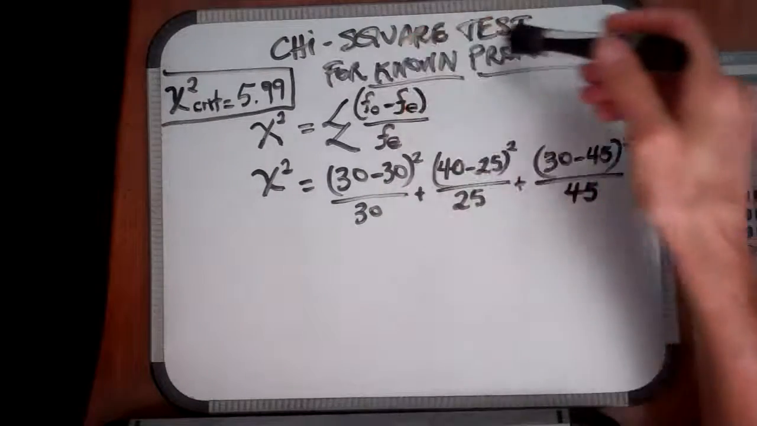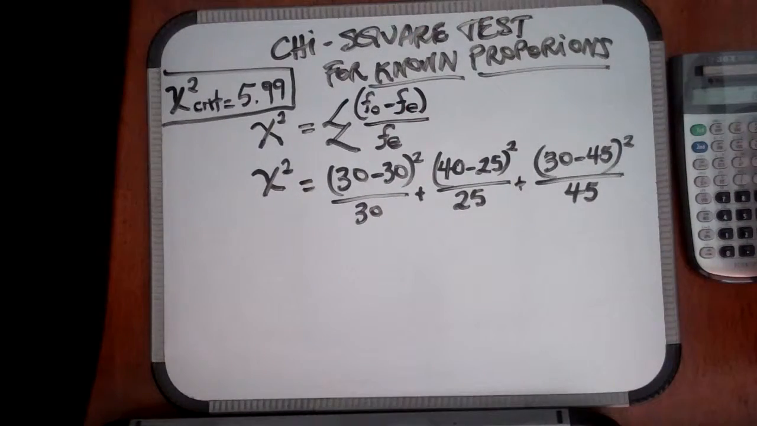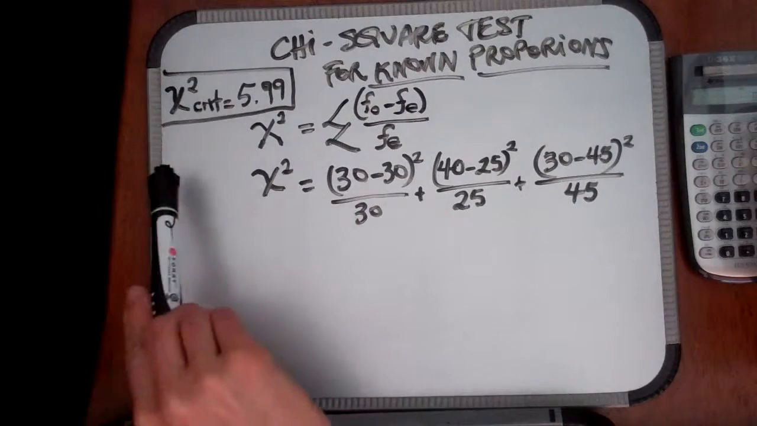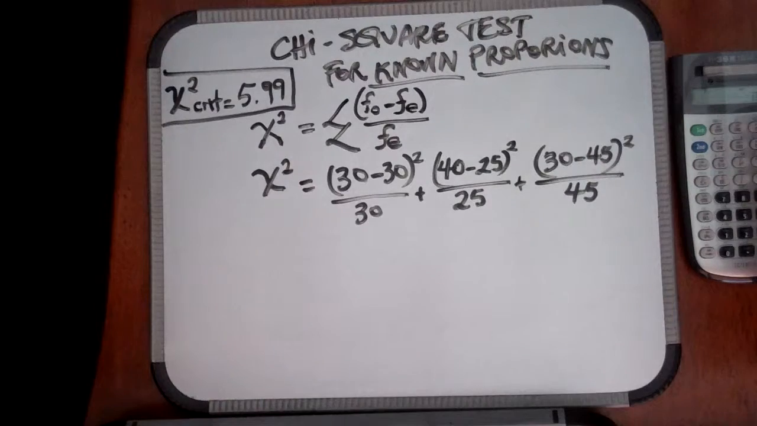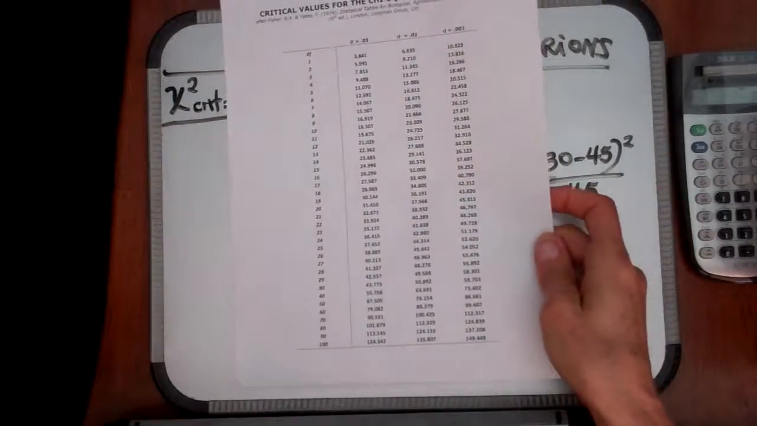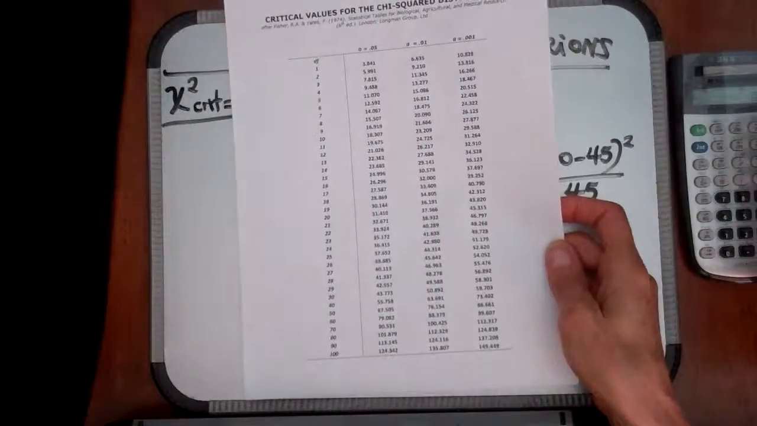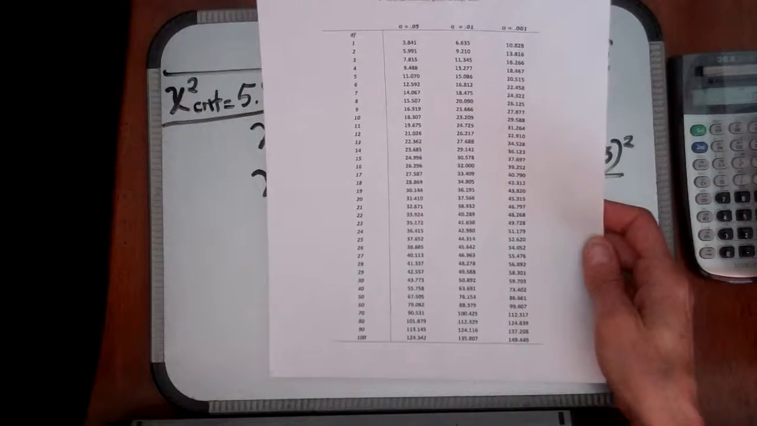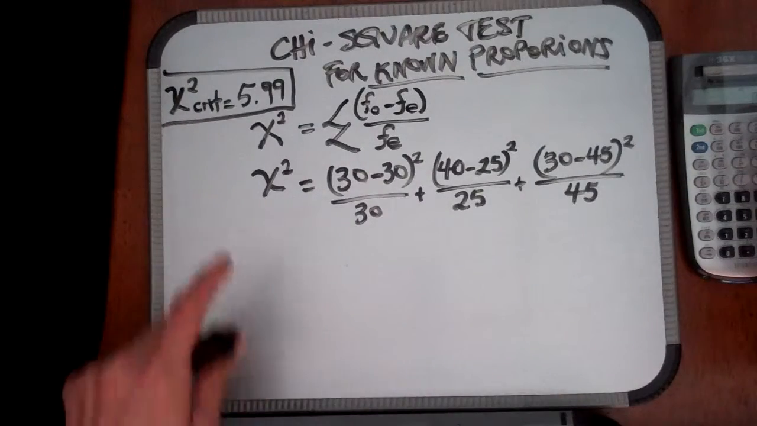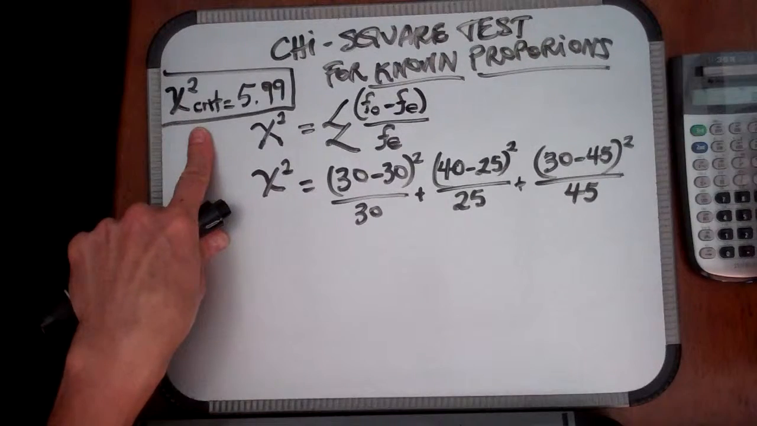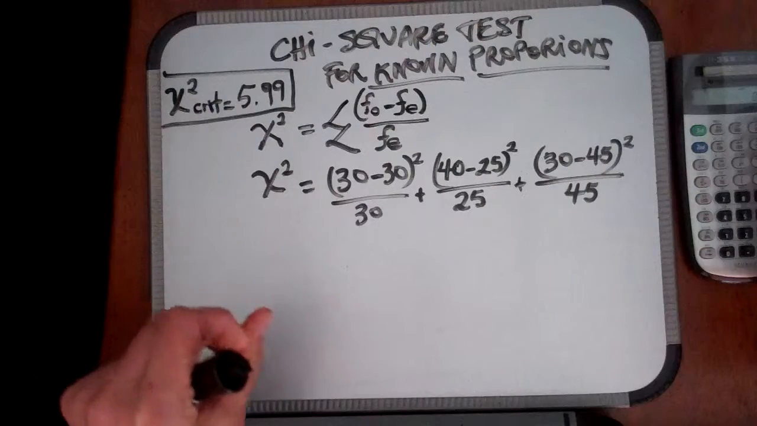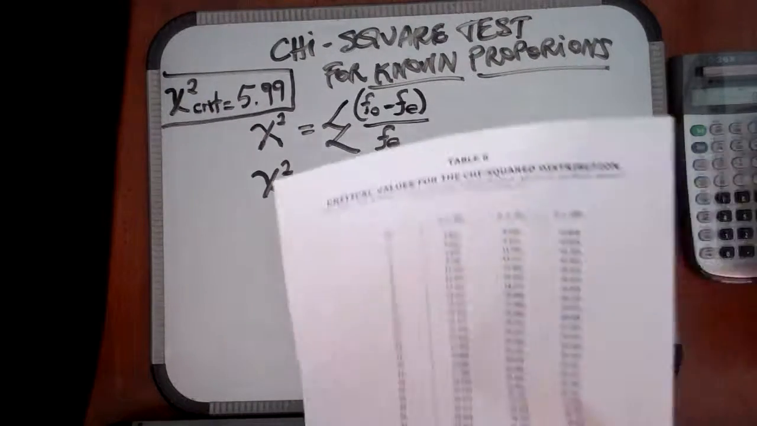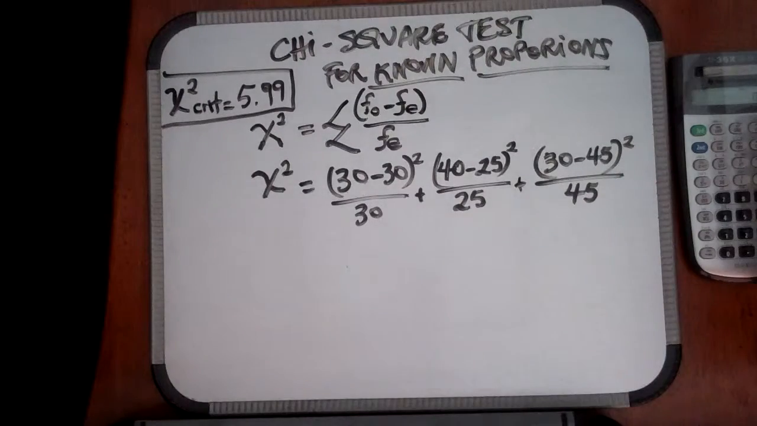All right, so here's the chi-square test for known proportions. It's very simple. As you know, in the steps before you got to this point of calculating the chi-square test, you determined your chi-square critical value using the table for critical values for the chi-square distribution. We're using 0.05, and we have a right tail, and so your chi-square critical value is 5.99, and that's for chi-square with 2 degrees of freedom, right?